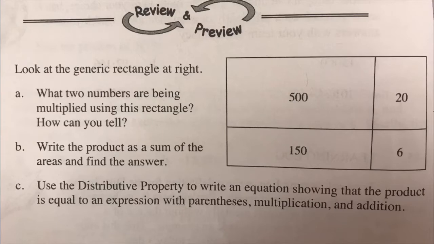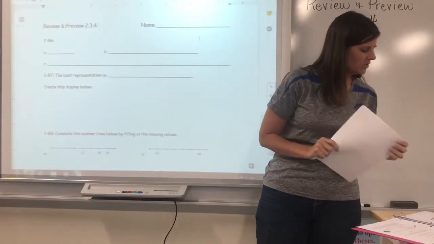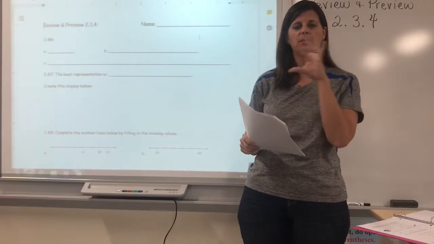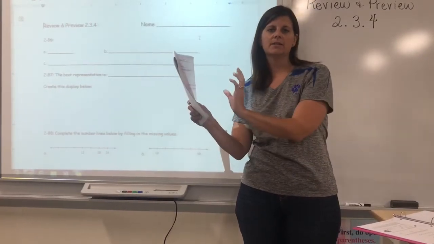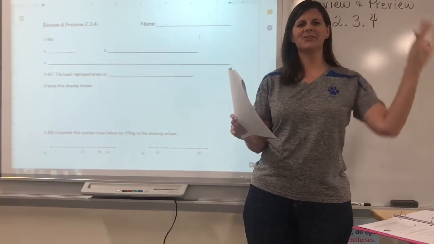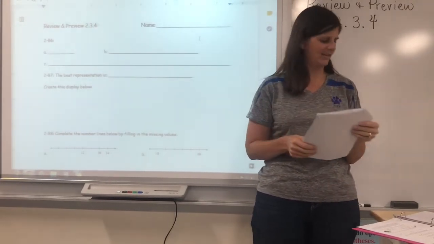You are going to have to figure out what are the dimensions across the top of the generic rectangle and what are the dimensions along the side. Those are the numbers they're looking for in Part A. Part B, when it says to write the product as a sum of the areas, they're asking you, hey, what's that equation we've been writing out? This times this, plus all of our partial products, equals our grand total here at the end.